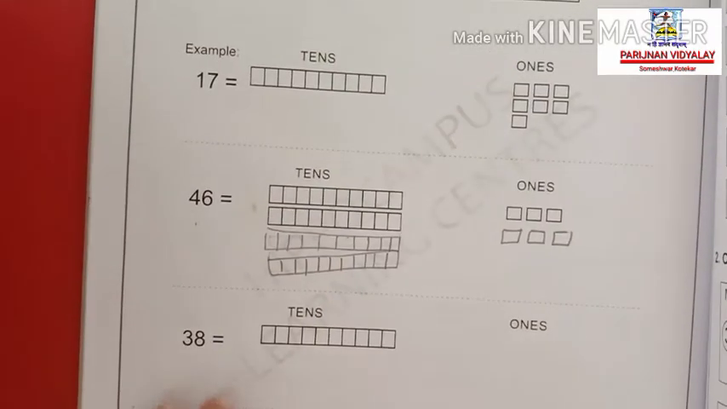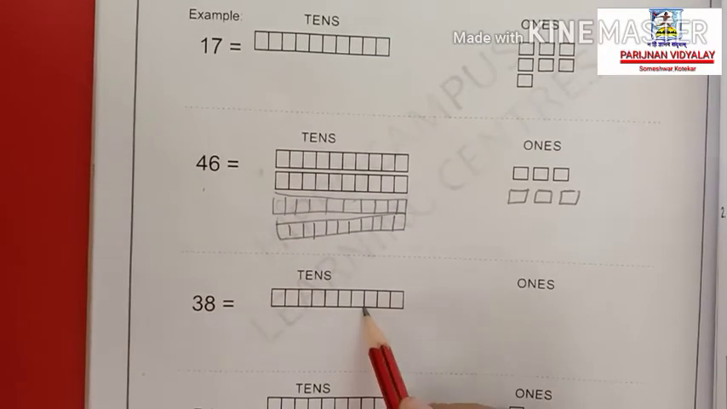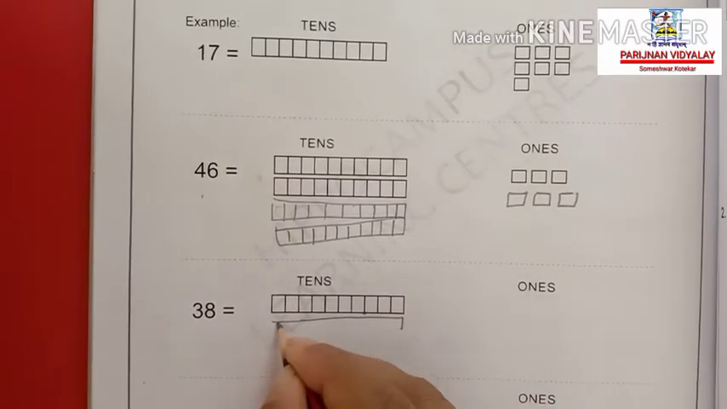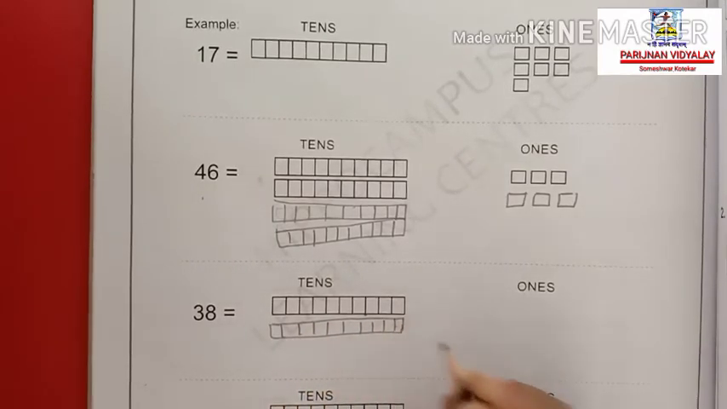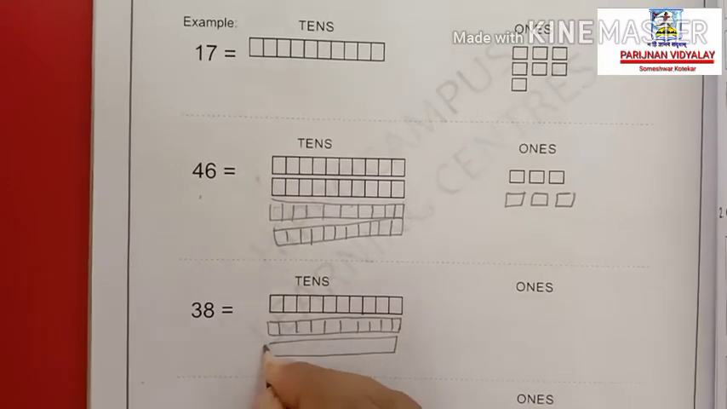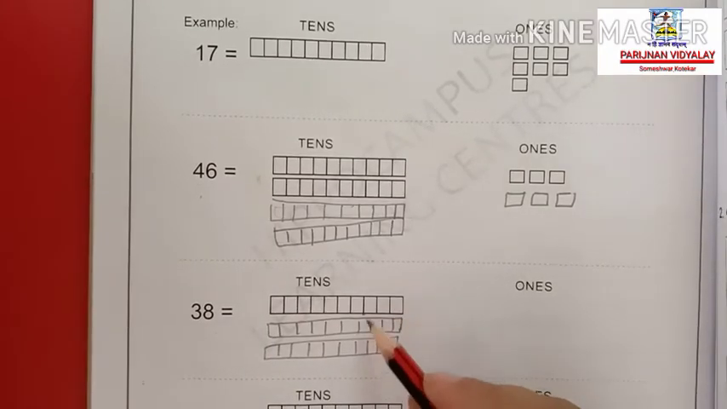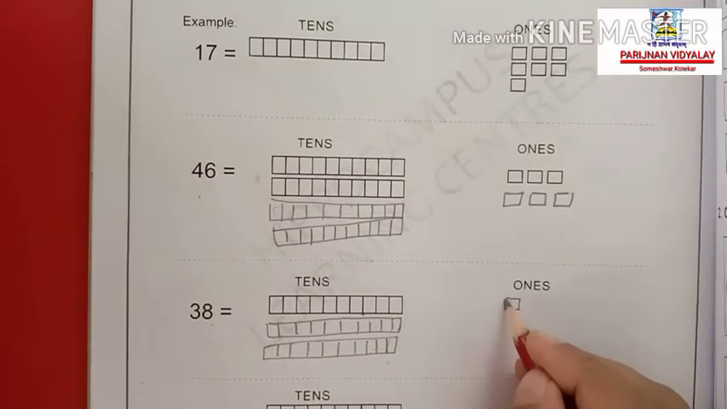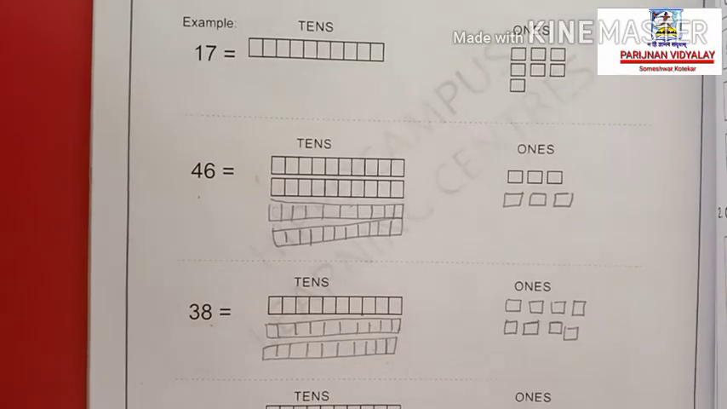Okay. Next. 38 means 3 tens, 8 ones. Here they already drawn 1 ten. So you have to add how many tens? 2 tens, no? 3 tens. 1, 2, 3. Here there are 3 tens and how many ones? 8 ones. So draw 8 ones. Yes, can you complete this?